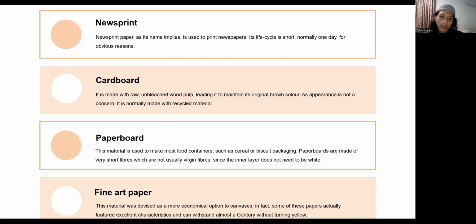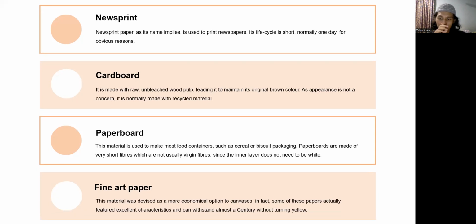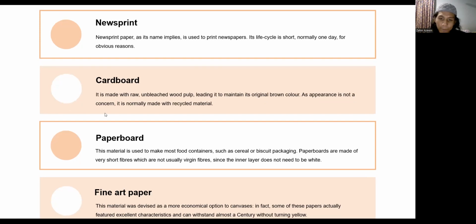So after that is cardboard. There are cardboard and paperboard, and they are different things. So first is cardboard. Cardboard is made with raw unbleached wood pulp, leading it to maintain its original brown color, as appearance is not a concern. It is normally made with recycled material.